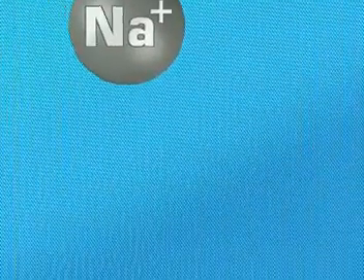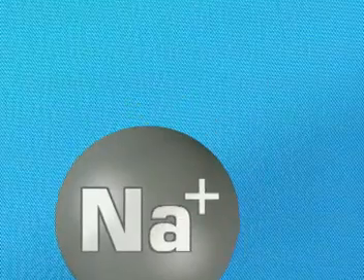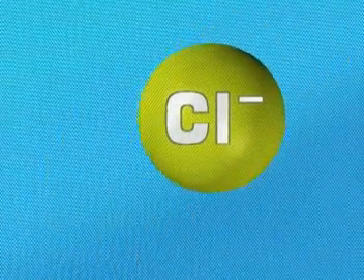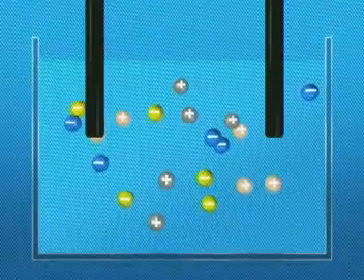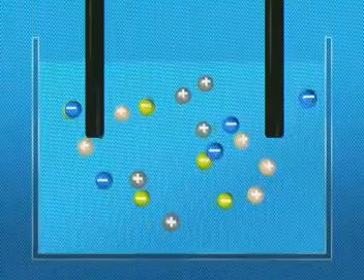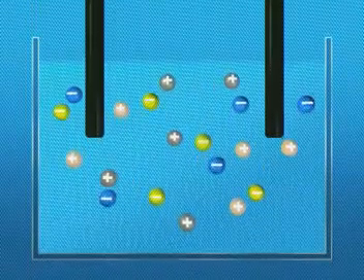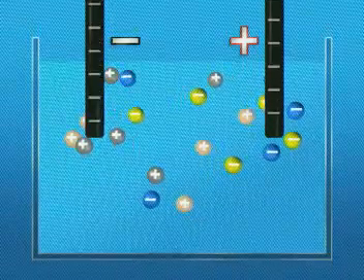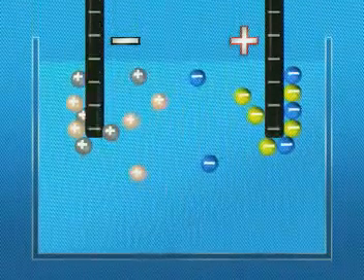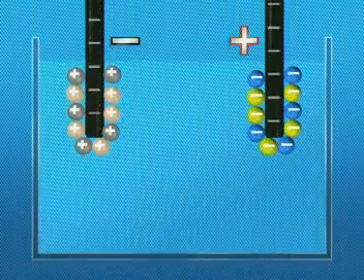Imagine you can see the charged particles in solution. There are sodium ions, which are positive, and chloride ions, which are negative. The others are present in water, positive hydrogen ions and negative hydroxide ions. These different charged particles are all free to move. Once the power supply is switched on, the positive ions are attracted to the negative electrode. The negative ions move towards the positive.